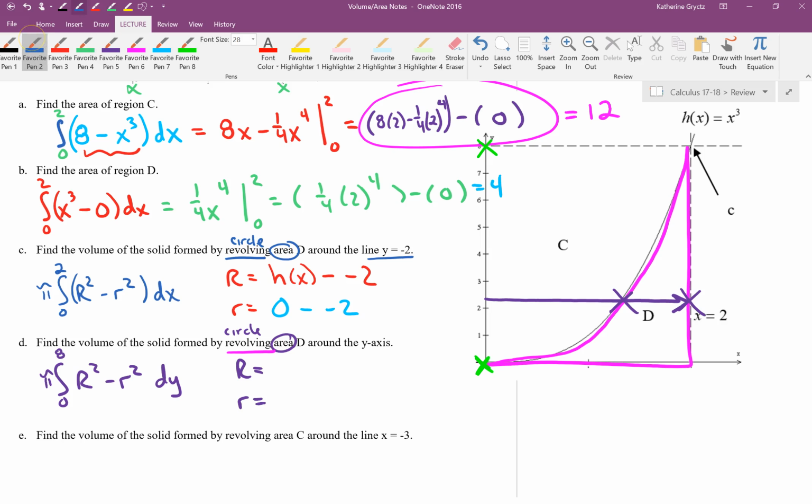So since we're going horizontally, we clearly cannot do top minus bottom here. We're going to have to do right minus left. We always want a positive, but we're going to have to do right minus left. So big radius is from the axis of revolution, whatever they're telling you to go around, and then out to the second curve you hit. Okay, so we're going to do the right minus the left. So the right is x equals 2, and the left is 0. Okay, so that just comes out as 2.